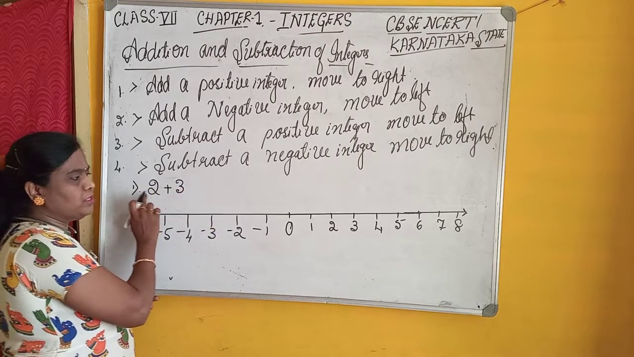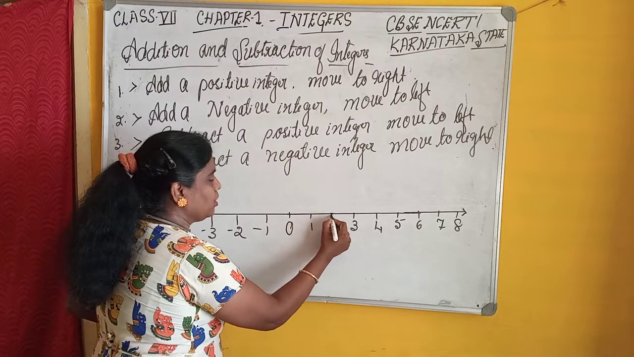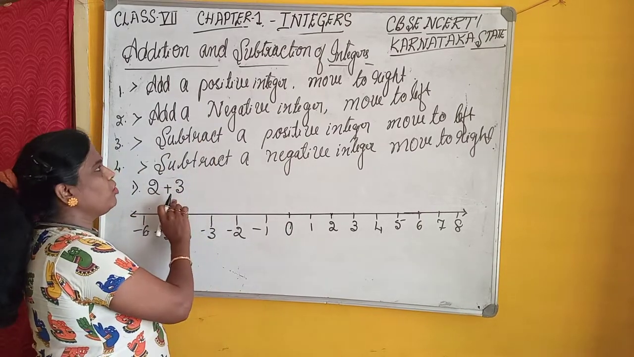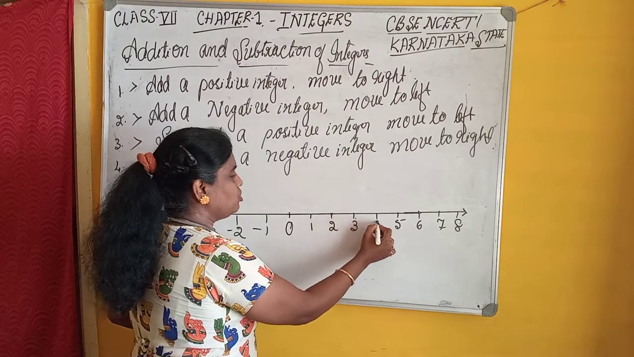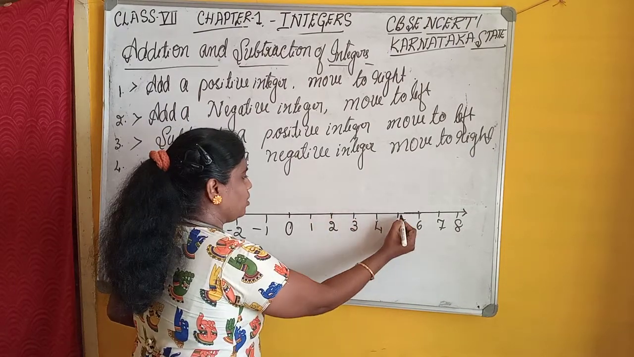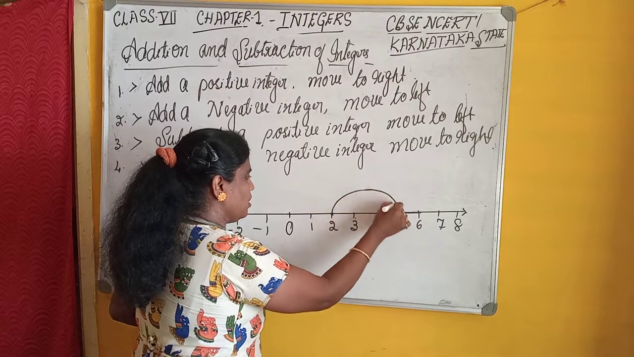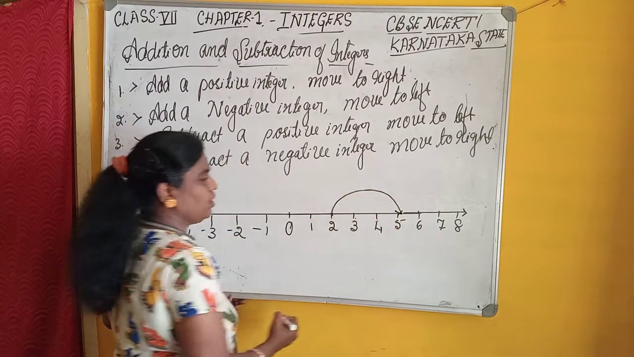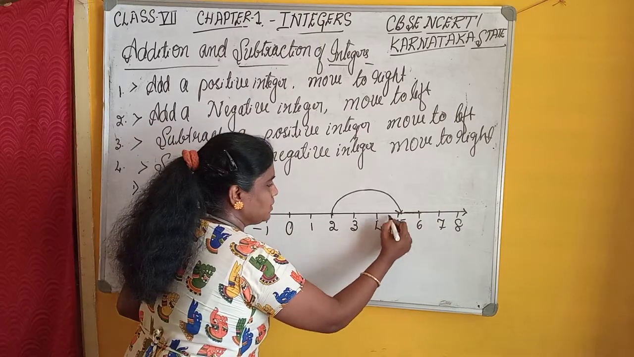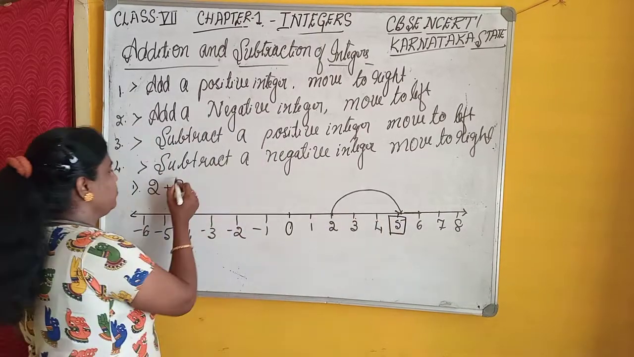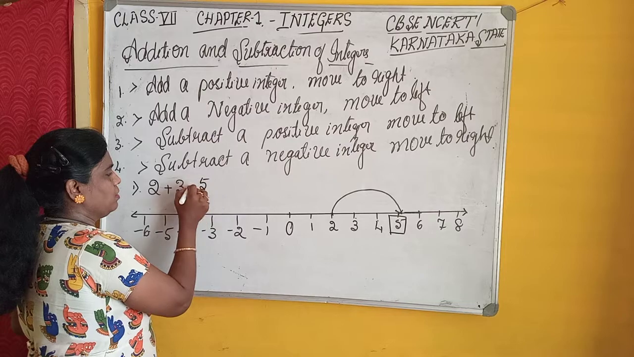The starting initial point will be 2. And from here, when we are adding a positive integer, we have to move to the right. Count it: 1, 2, 3. 2, 5. Like this. Okay. This is 2 plus 3 is equal to 5.